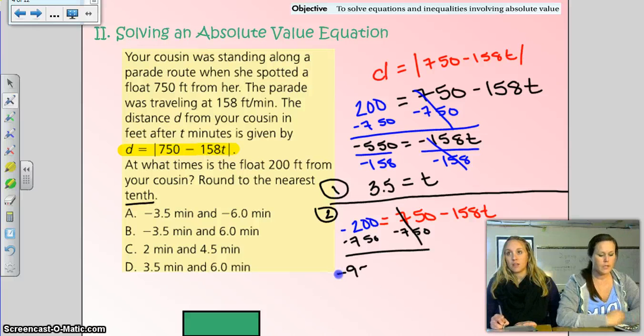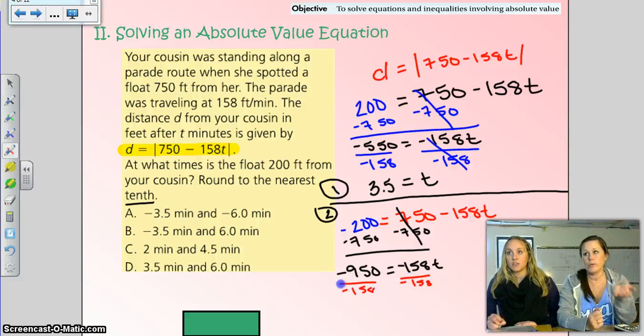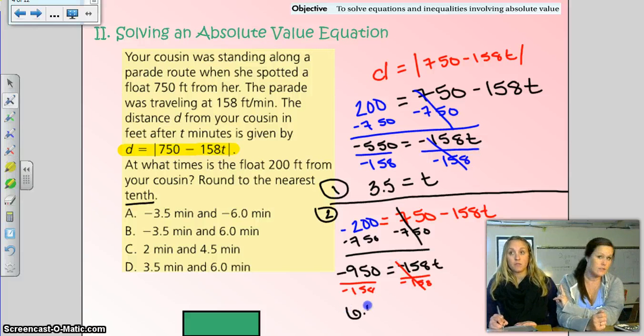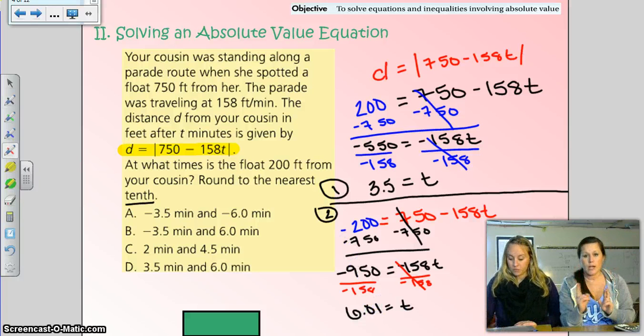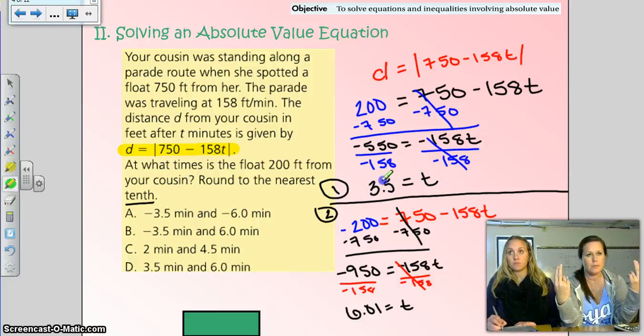We end up with negative 950 divided by negative 158. Okay, divide by negative 158. And I got 6.01. Round to the nearest 10th is 6.0. Okay. So my two times are 3.5 minutes and 6 minutes.